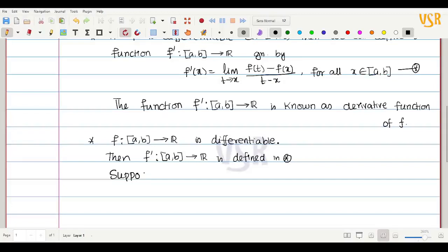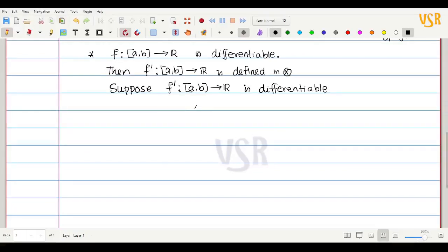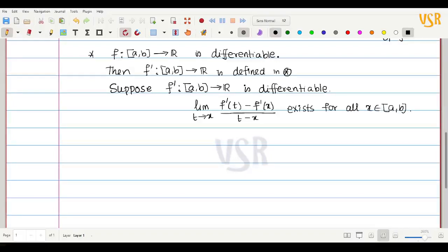Suppose this function is differentiable. Now, besides f being differentiable, I make another assumption: f dash is differentiable, as a function from [a, b] to R. What does it mean for this to be differentiable? Then the limit t tending to x of (f dash at t minus f dash at x) divided by (t minus x) exists for all x belonging to the closed interval [a, b]. Is it okay? Is this understood? If f dash is differentiable, then this limit exists for all x.